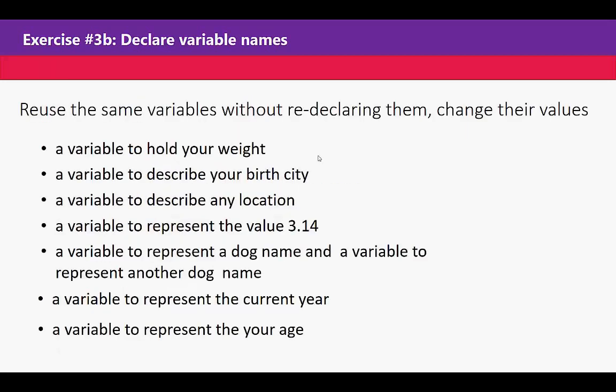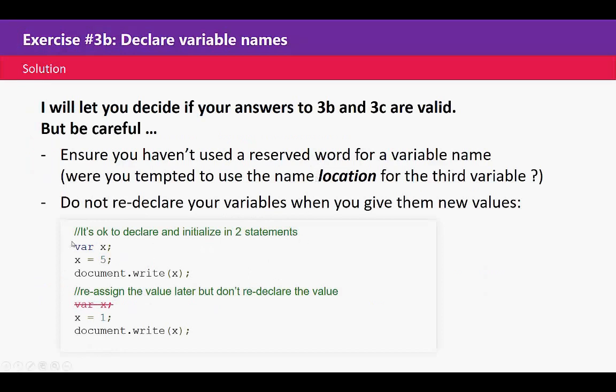Once you've declared them and added values, I want you to then go on adding new values to all of these variables. Now the thing to note here is you only need to declare a variable, var myWeight for example, once. So let's look here just as an example. It's okay to declare and initialize in two statements. So var x equals 5, document.write x. If we're in the same program though, and we want to give x a new value, remember you do not want to redeclare x because you've already done it once. So the declaration happens once, the assignment can happen as many times as you like.